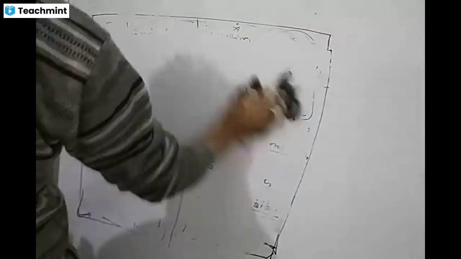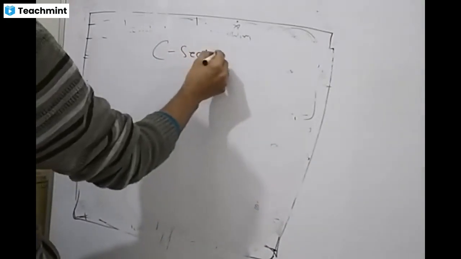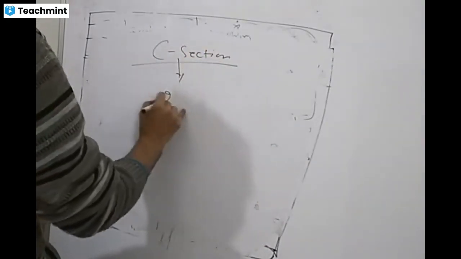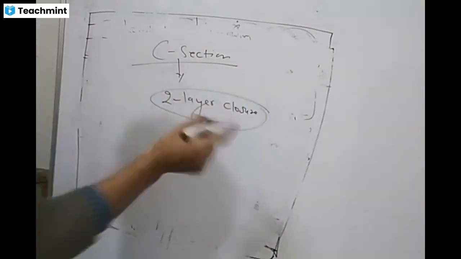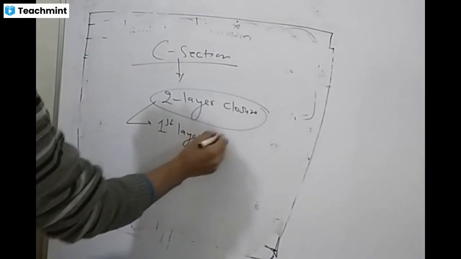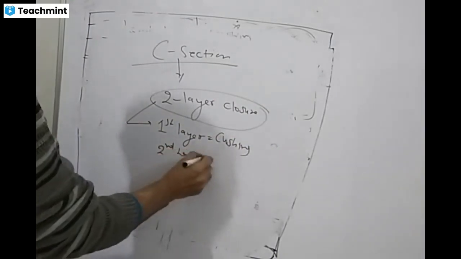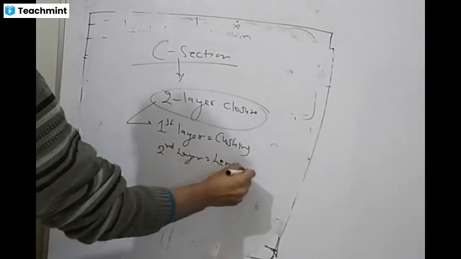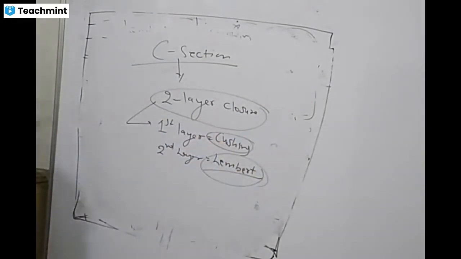Then, for example, C-section. In case of C-section, we take a two-layer closure. In this two-layer closure, the first layer we usually apply Cushing, and the second layer will be your Lambert, for better apposition, better closure of the uterus.